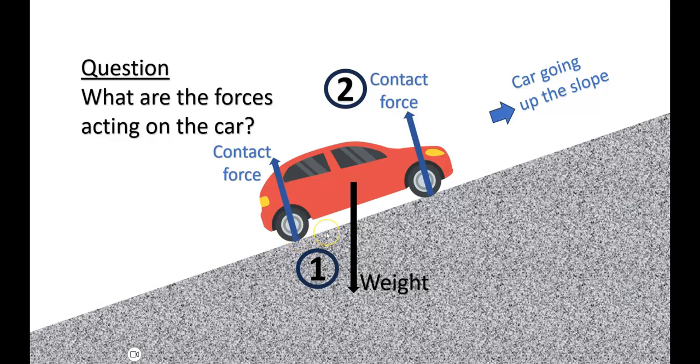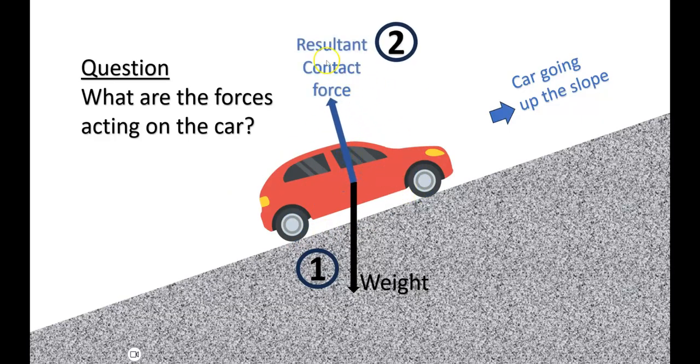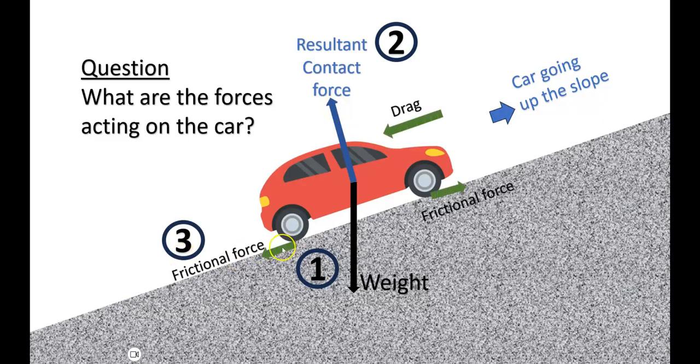Note, if you combine these 2 contact forces into one, then you must call it the resultant contact force acting on the car's wheels. The third type of forces are the resistive forces, which can be a combination of the frictional forces acting on the wheels as well as the drag or air resistance as the car moves forward.